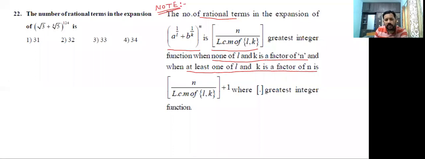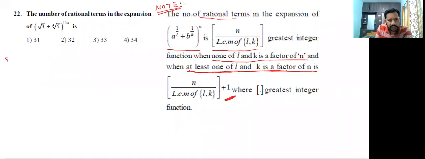what is the formula? The floor of n by LCM of l comma k, plus 1. Here we add 1 when at least one of l and k is a factor of n. First, we want to identify that l and k.